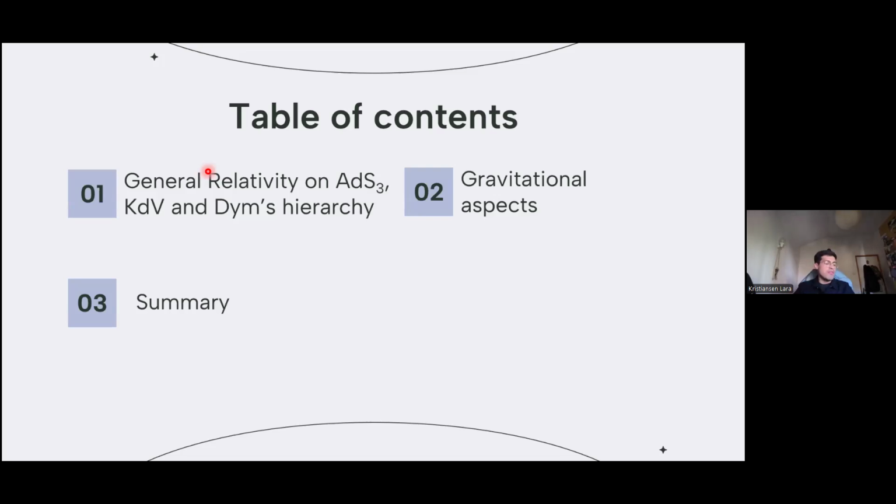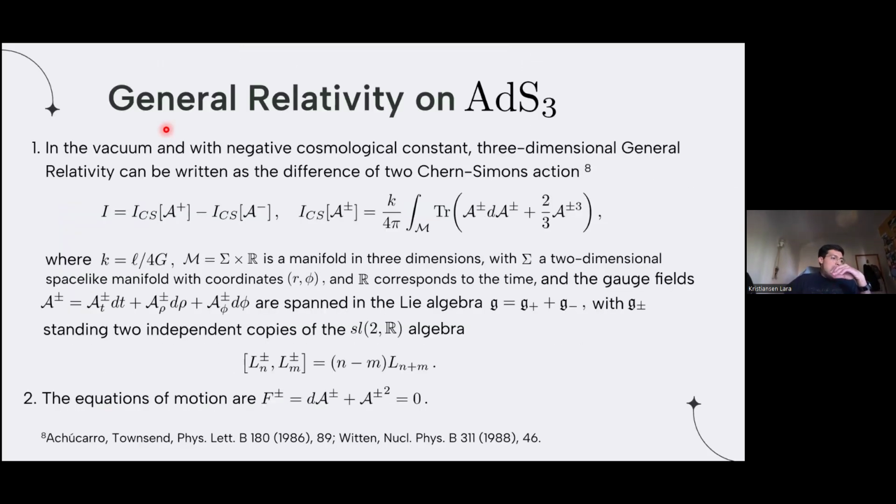So this is the table of contents. First of all, we're going to review some aspects of GR on AdS3, which I reviewed before, but I'm going to show it in more detail. We're going to see some gravitational aspects and a summary. Along this talk, I will always work within the Hamiltonian formalism. That's the spoiler. In vacuum and with a negative cosmological constant, three-dimensional general relativity can be written as the difference of two Chern-Simons actions, where k is the level.